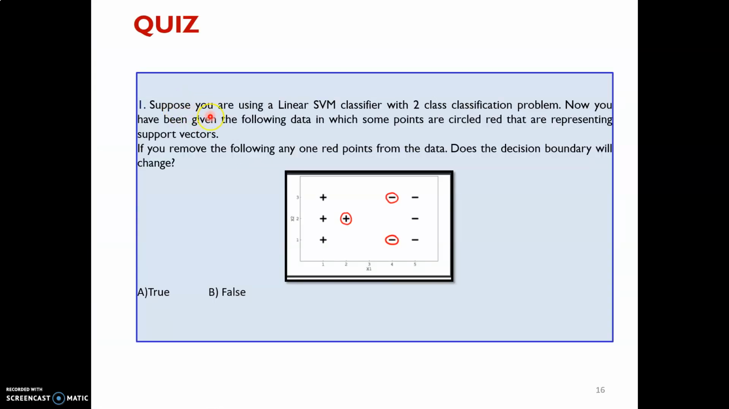Next one, a quiz about support vector machines. Here see the question. Suppose you are using a linear SVM classifier with a two-class classification problem. Now you have been given the following data in which some points are circled in red that represent support vectors. If you remove any one of the red points from the data set, will the decision boundary change or not? So here you have one data set, represented by plus and minus signs. If the points are removed from the data set, will the decision boundary change or not? That's the question. Here the answer is true.